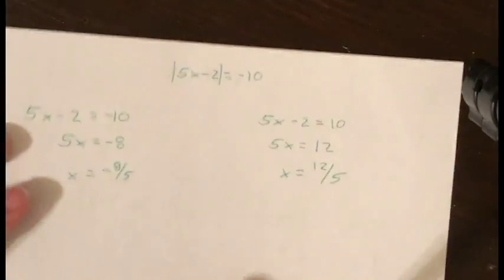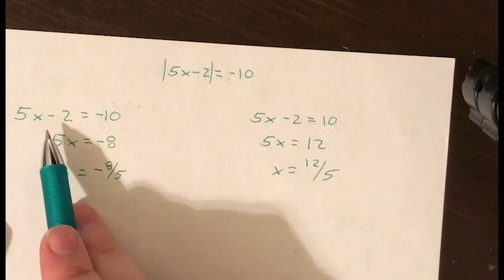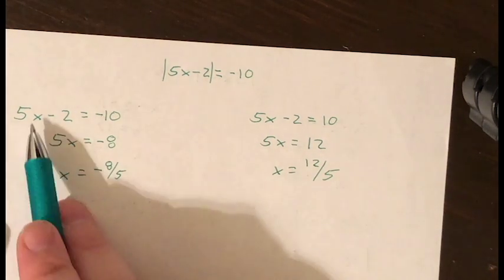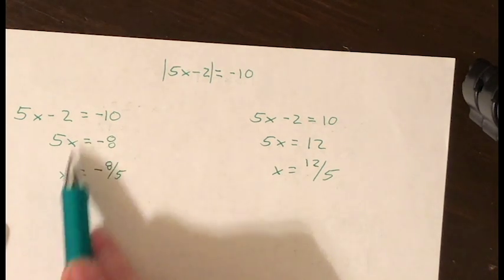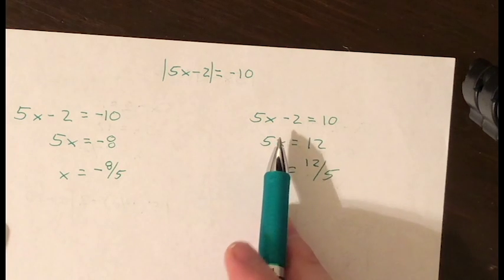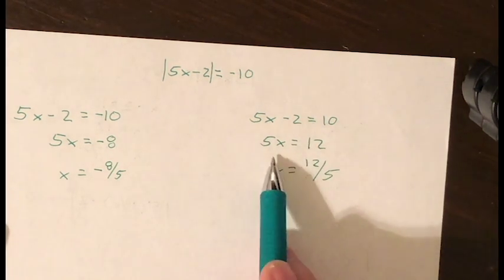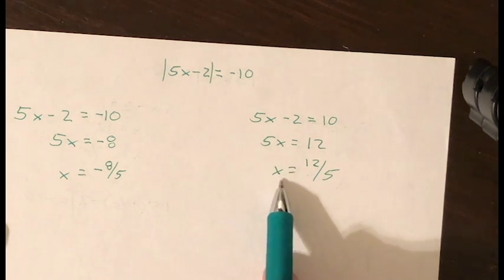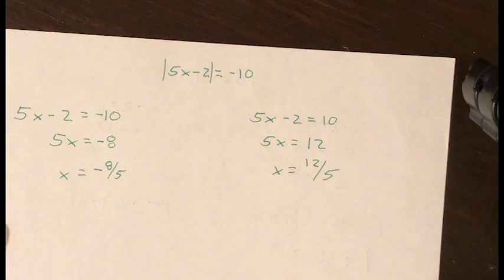I'm going to do this one a little bit differently than that. So this is probably what you did. You broke it out, and you had 2 different equations, and you had 5x minus 2 equals negative 10. Well, when you go to solve it, you had x is equal to negative 8/5, and then you did the other equation, 5x minus 2 equals a positive 10, and when you solved it out, you got x is equal to 12/5. And if you did this, you did this correct.